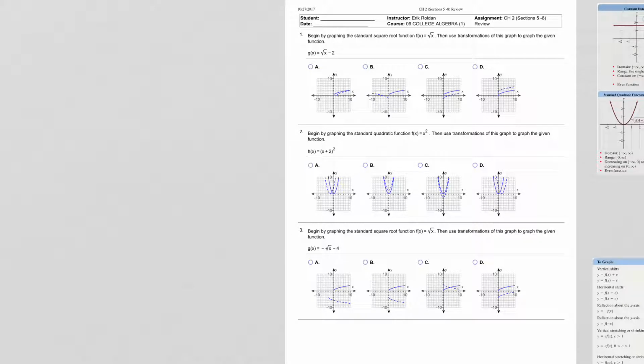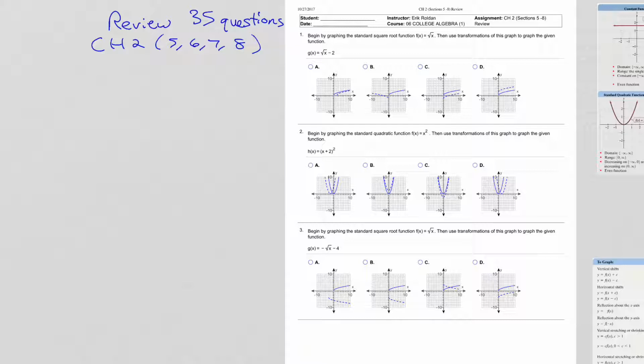And in this session, I'm not going to teach necessarily, just going to quickly review and go through the thought process of each problem. So let's get started. So once again, this is a review. 35 questions, and it covers Chapter 2, Sections 5, 6, 7, and 8.